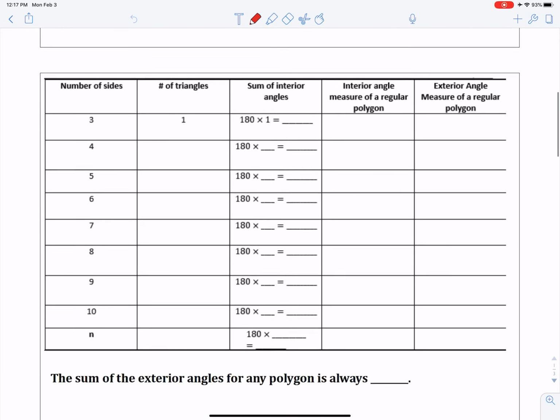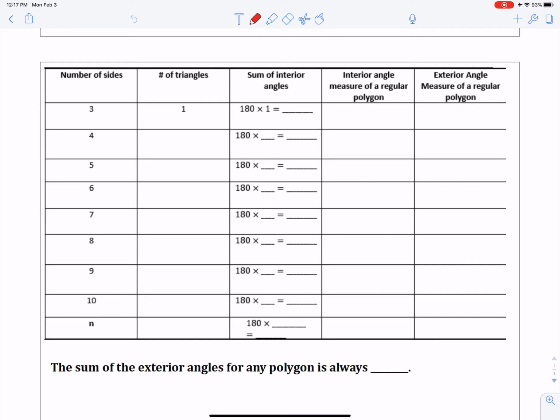So we filled out this chart when we were in class. I want to focus on the last line. That's kind of where we drew our conclusions. So number of sides is obviously n. Number of triangles was n minus 2, so the number of sides minus 2. And then we took the sum of the triangle, which is 180, and multiplied it by that number of triangles we had. So 180 times n minus 2. That's going to get us the total sum of the interior angles for any polygon.